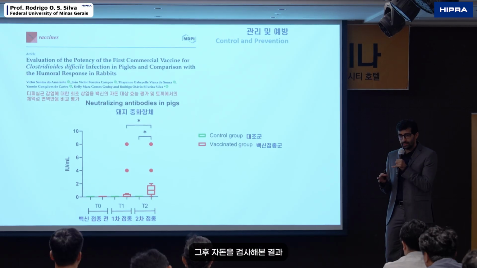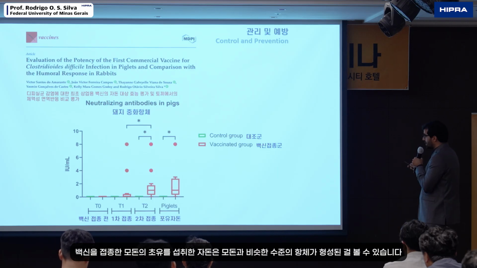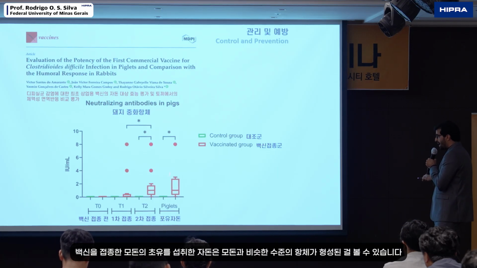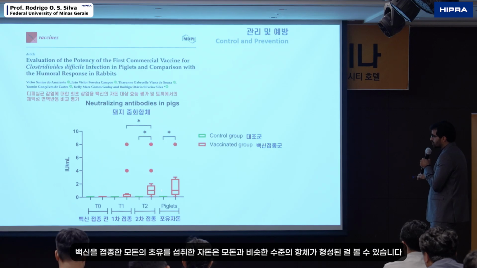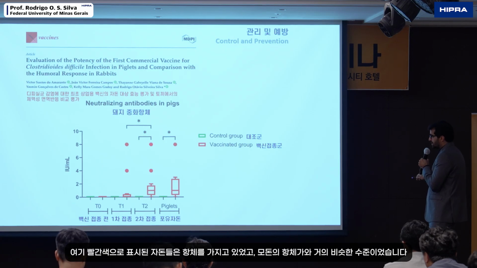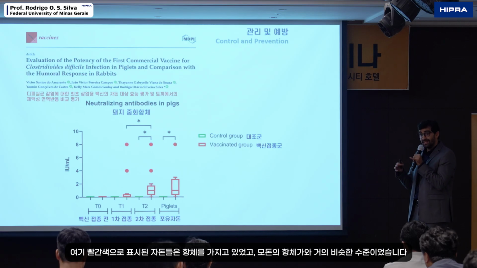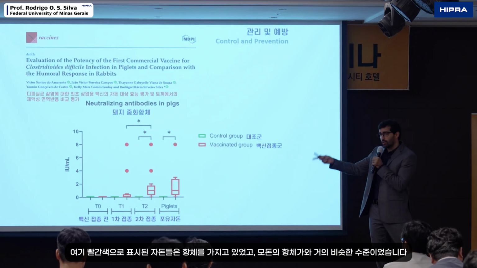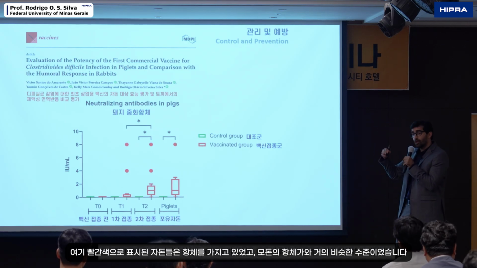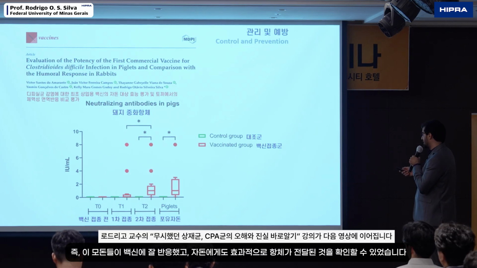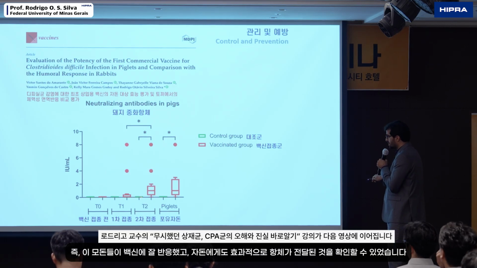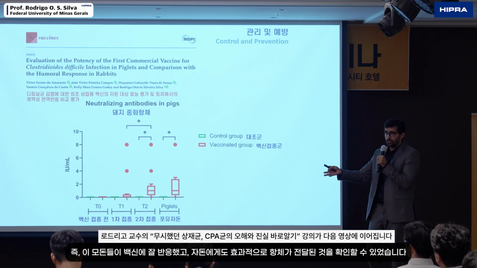And then we tested the piglets, and we saw that the piglets had antibodies. The piglets that received colostrum from vaccinated sows, this red here, had antibodies more or less in the same concentration as the vaccinated sows. So the sows responded to the vaccine, and they were able to transfer the antibodies to the piglets.